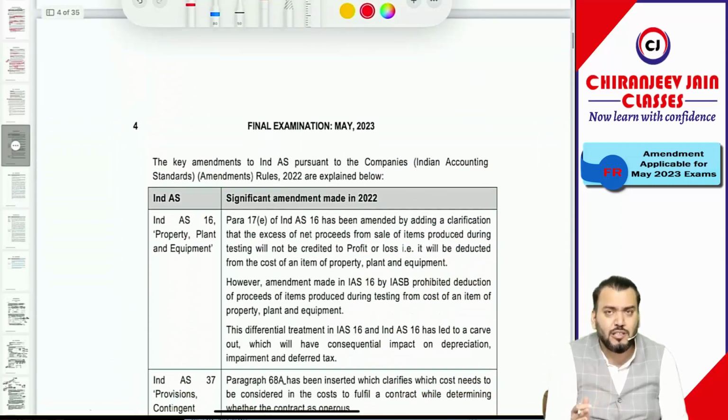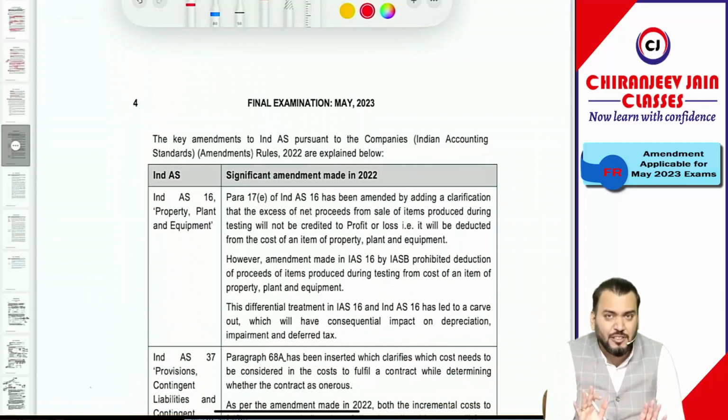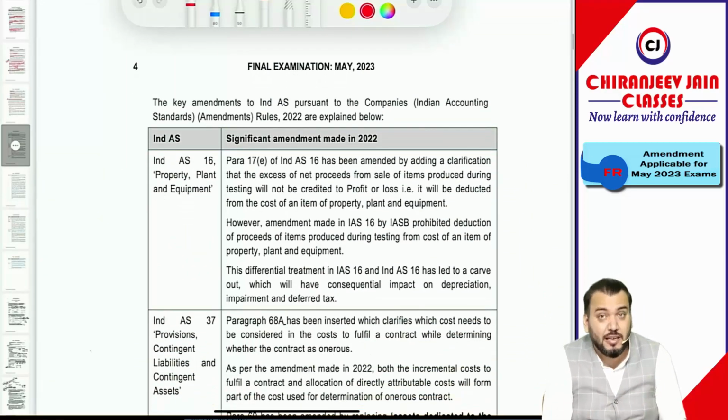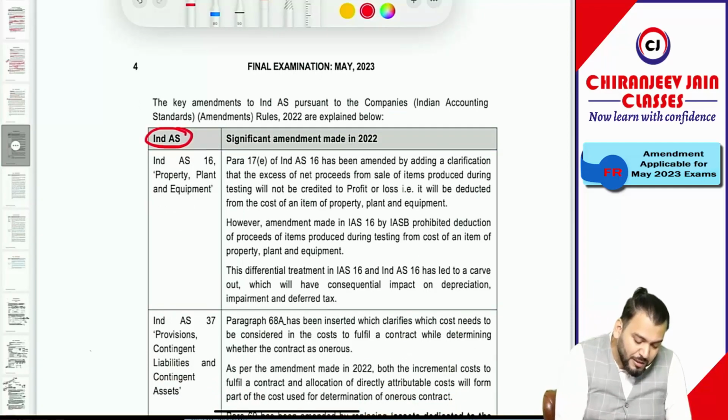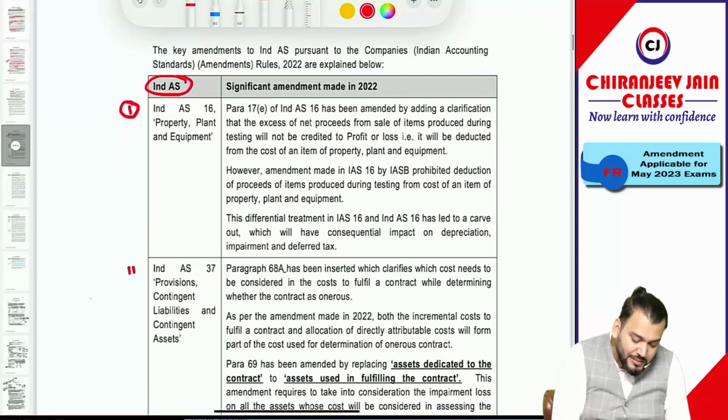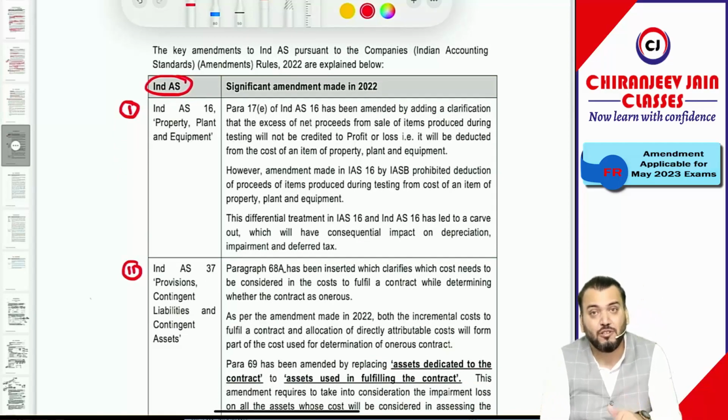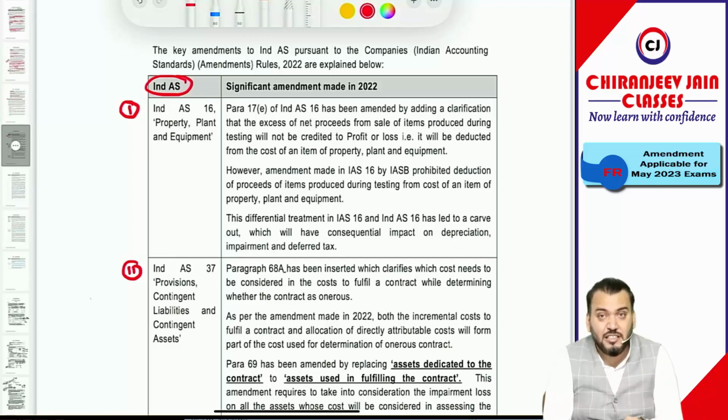Therefore, do it separately. Out of all these amendments, we have already done a discussion. You can go through that amendment video. But I will say the two amendments which are important. I will discuss point number A and point number 2, which means the amendment related to Ind AS 16 and the amendment related to Ind AS 37 are very important for the May 2023 exam. Correct? So you need to concentrate on these two amendments. I will discuss only these.